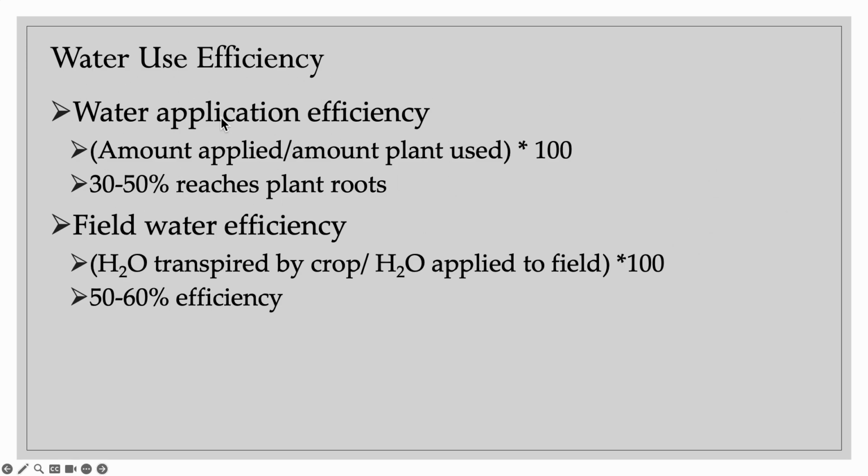So when we look at water efficiency, what is the water application efficiency? How much is actually supplied to the roots? Do we want to over apply water? How much is actually being taken up by the roots? Our field water efficiency is about 50 to 60%. And so this is going to be actually our transpiration ratio.